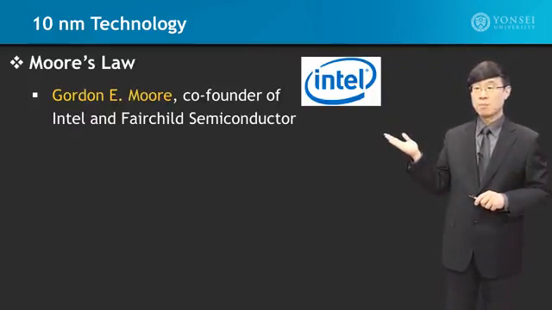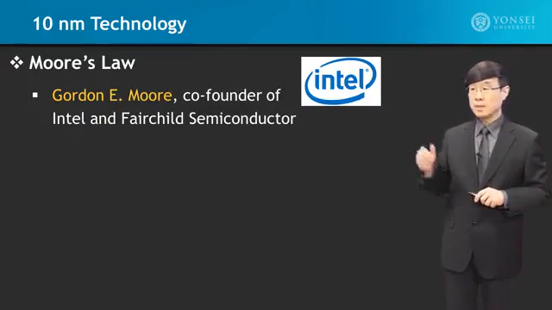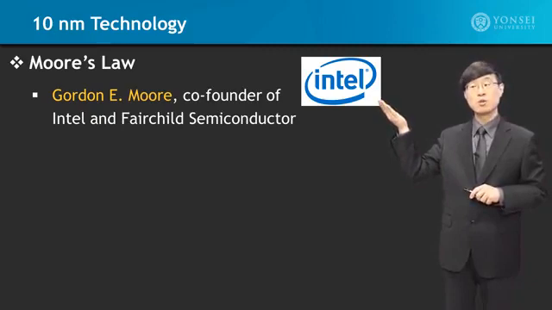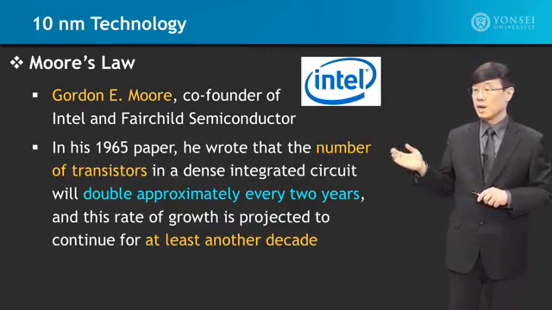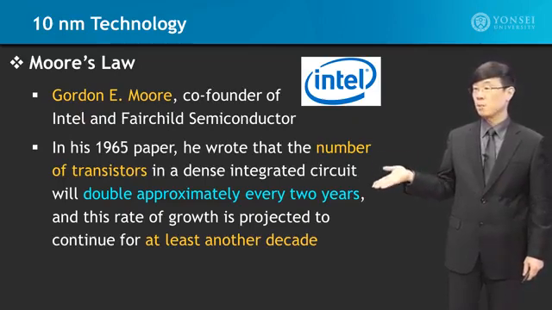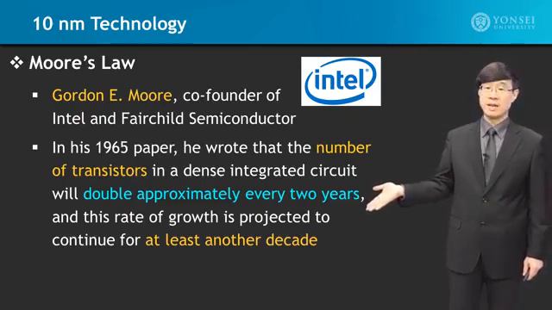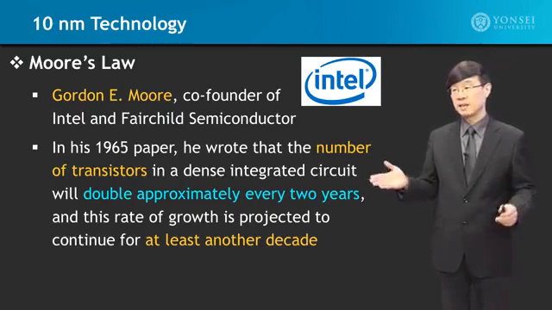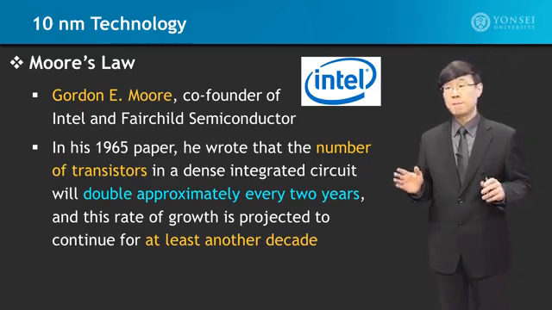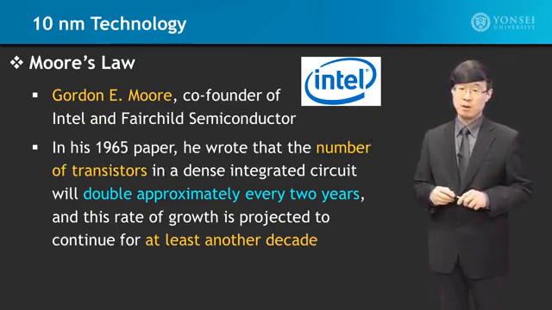Based on Moore's law, Gordon E. Moore is the co-founder of Intel and Fairchild Semiconductors, and I'm sure you've heard of Intel. In his 1965 paper, he wrote that the number of transistors in a dense integrated circuit will double approximately every 2 years. And this rate of growth is projected to continue for at least another decade. And amazingly, this prediction was perfectly accurate. And based on that, Moore's law became very famous.